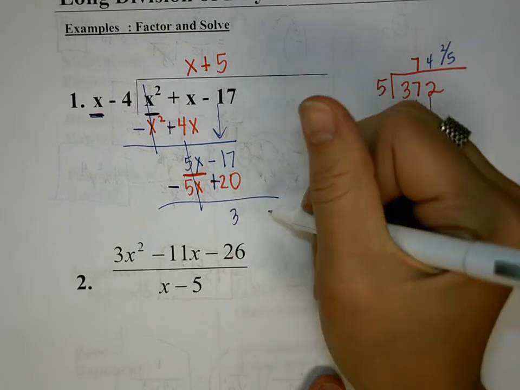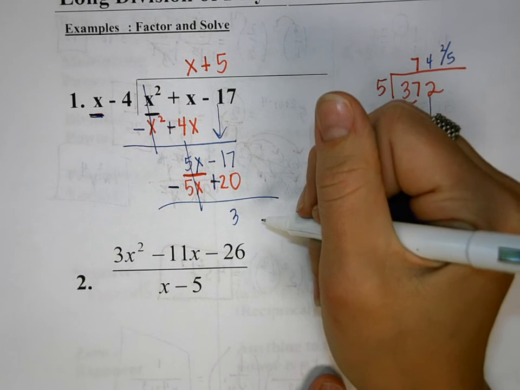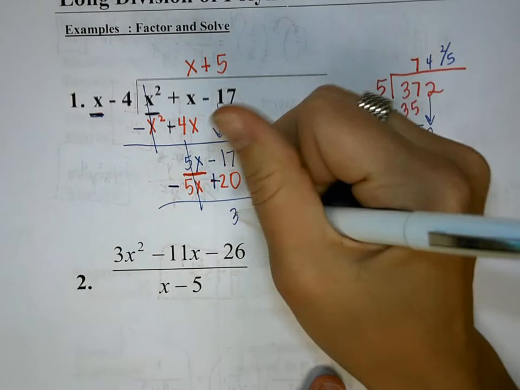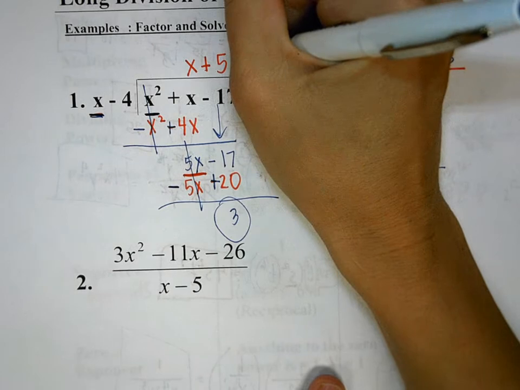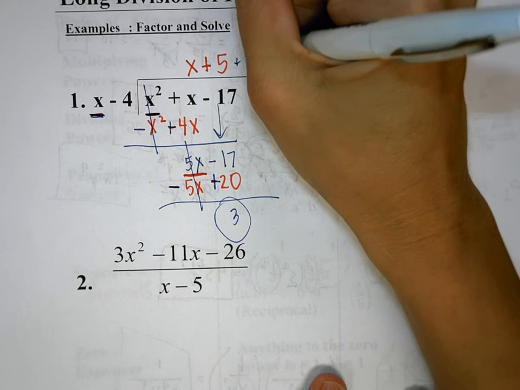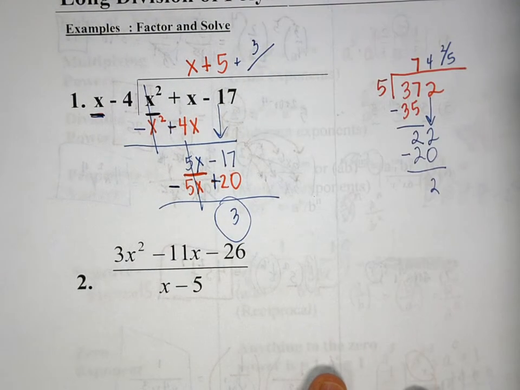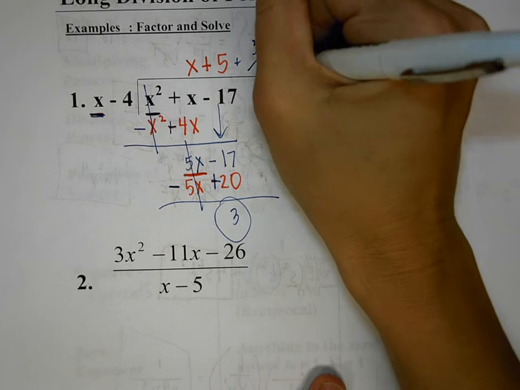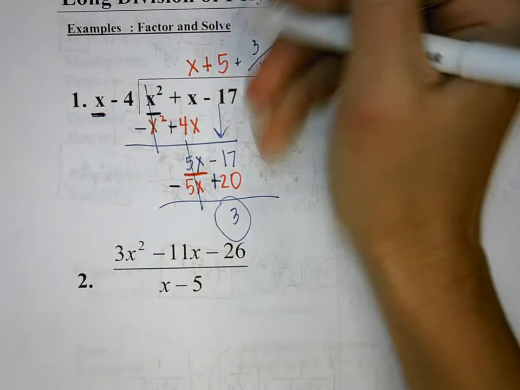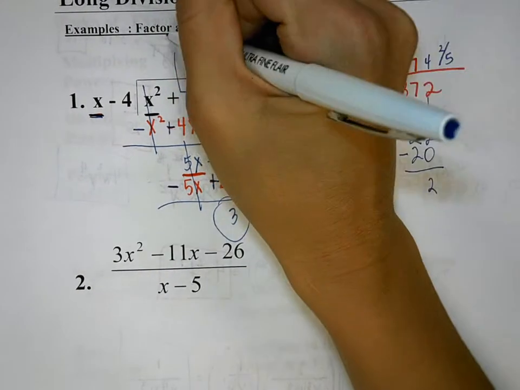Okay, so we're going to do the same thing here. Okay, it's x plus 5, and then my remainder, we're just going to put plus 3, and what have I been dividing by? X minus 4. And that right there is my answer.